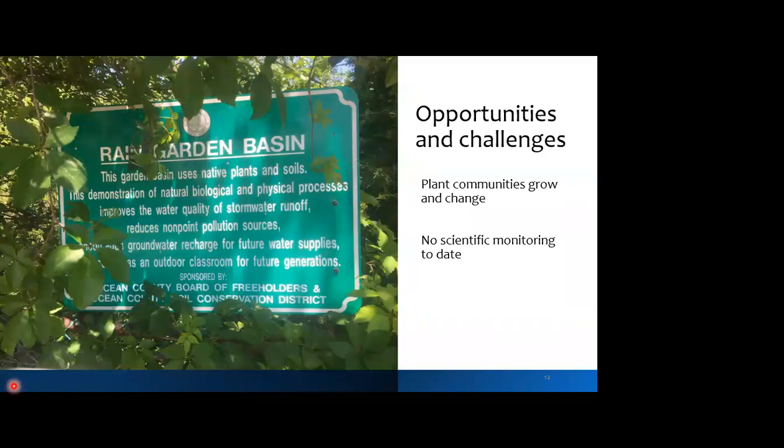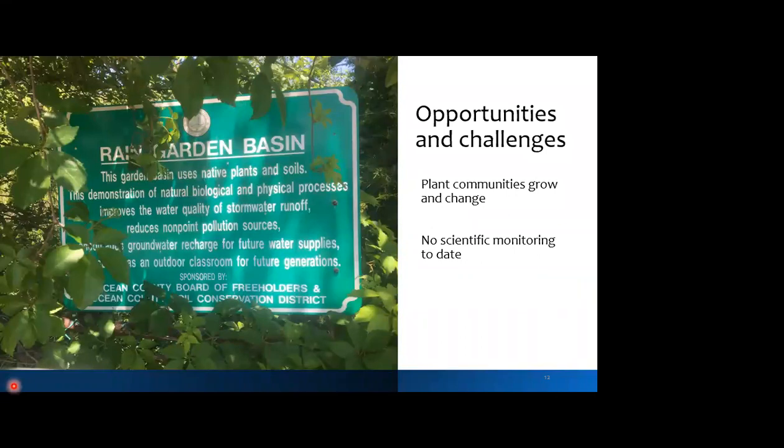Using green infrastructure offers a lot of opportunities for reducing downstream flows, improving water quality, and additional functions such as creating wetland habitat for biodiversity in the urban landscape. However, a vegetated stormwater basin is an ecosystem that will grow and change over time and won't necessarily conform to the vision established by designers.